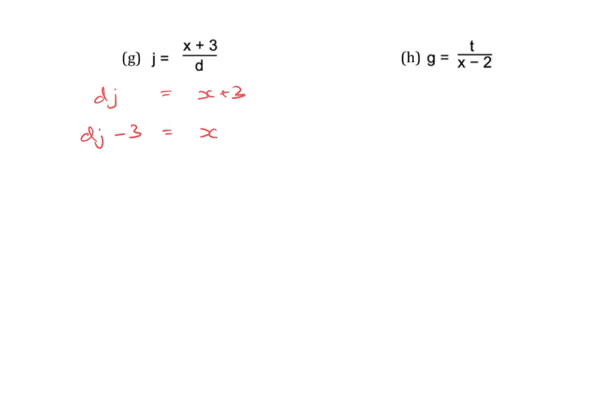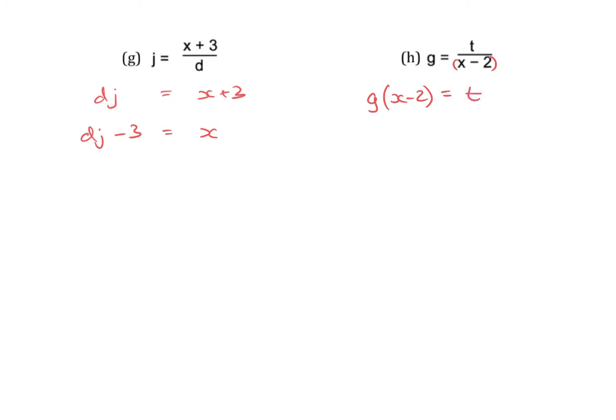And h, our isolating term here is on the denominator. So as previously, we want to get this term away from the denominator. So we're going to multiply by x minus 2. I'm going to treat that as one entire thing. You cannot do it in isolation, okay? So I multiply both sides by x minus 2. So the left-hand side becomes g, x minus 2. And the right-hand side is then just t.